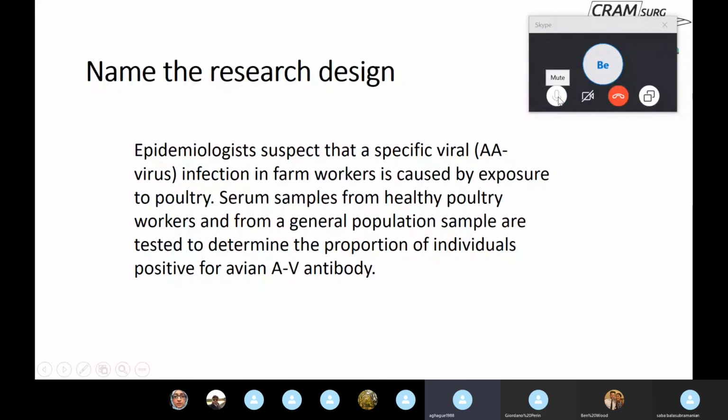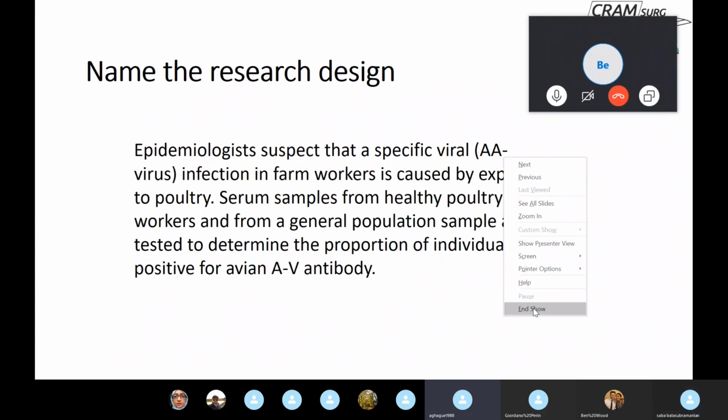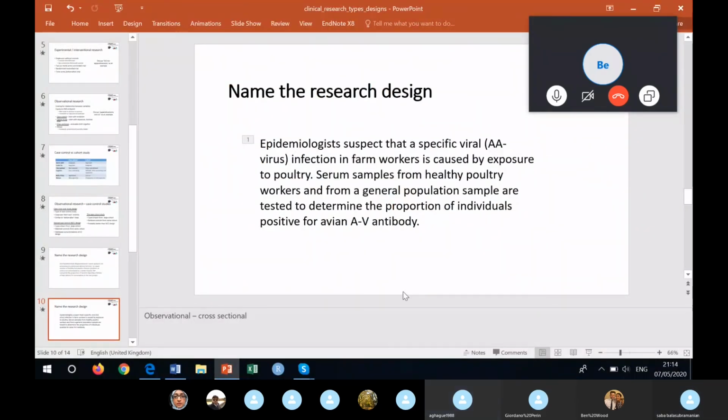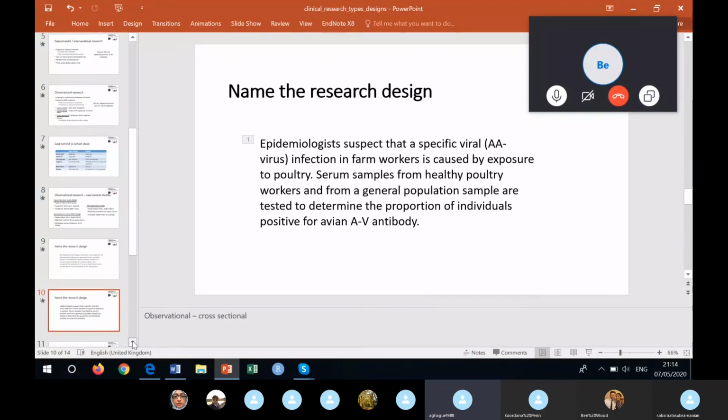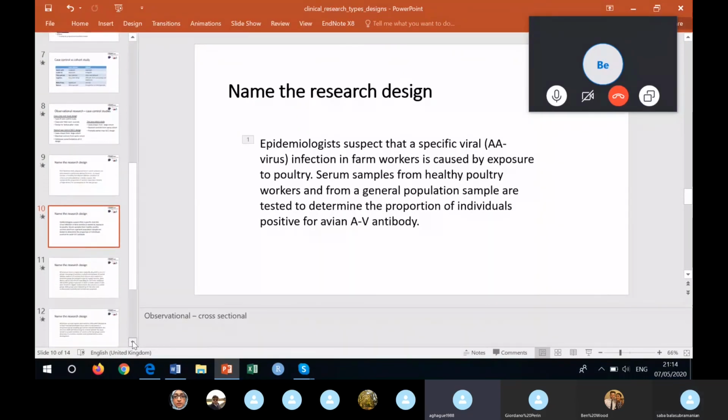So epidemiologists suspect that a specific viral infection in farm workers is caused by exposure to poultry. Serum samples from healthy poultry workers and from the general population are tested to determine the proportion of individuals positive for avian AV antibody. This is blood tests, different groups, and we are observing the proportion of individuals positive. So this is going to be a cross-sectional study.